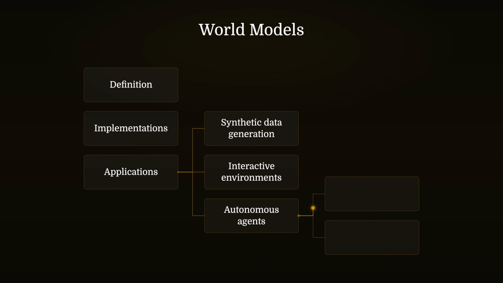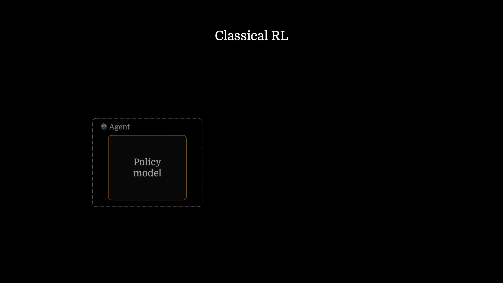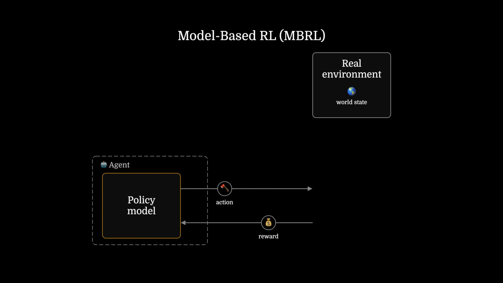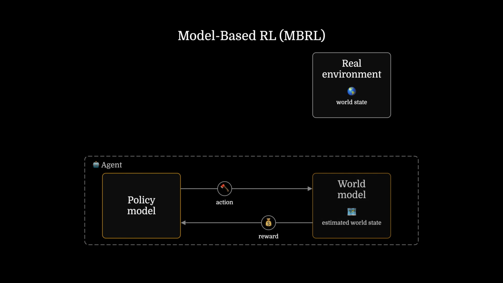The umbrella term for this is model-based reinforcement learning, or MBRL. In classical reinforcement learning, an agent learns to achieve a goal from experience by interacting with a real environment that provides rewards for its actions. The main decision maker is the policy model. But in model-based reinforcement learning, there's an additional world model, separate from the policy, that can emulate the real environment.